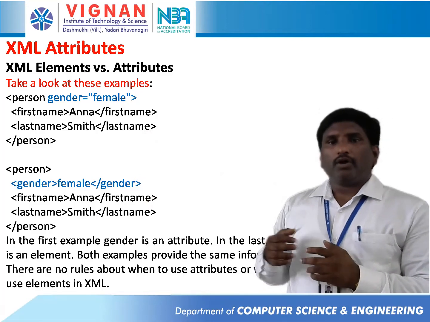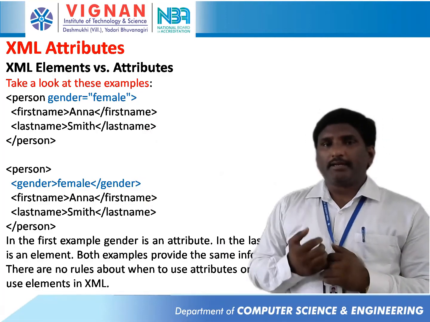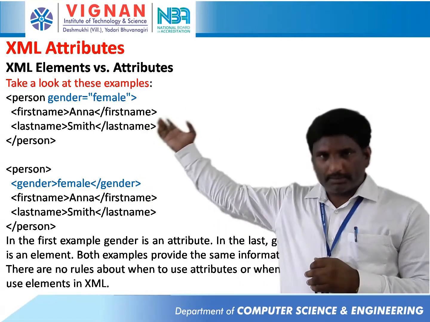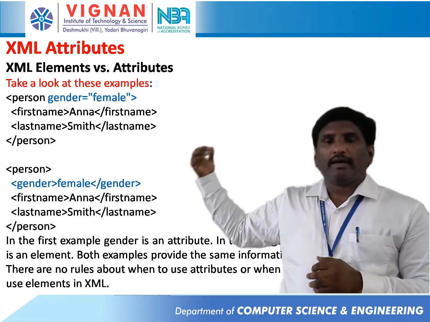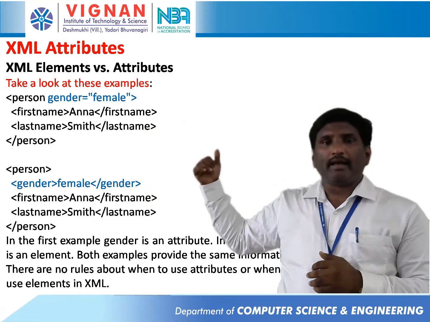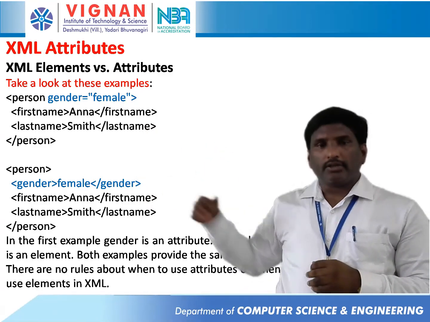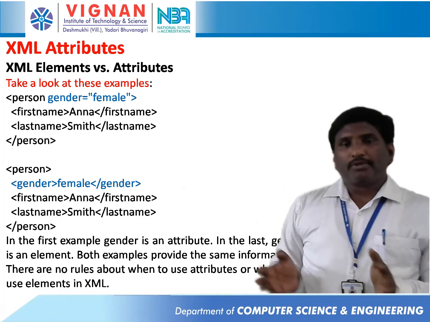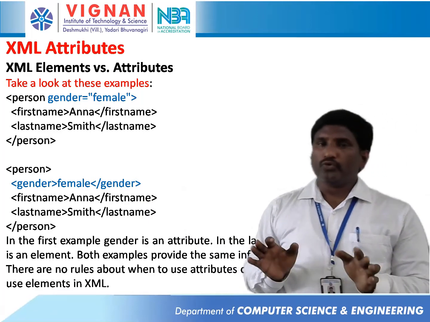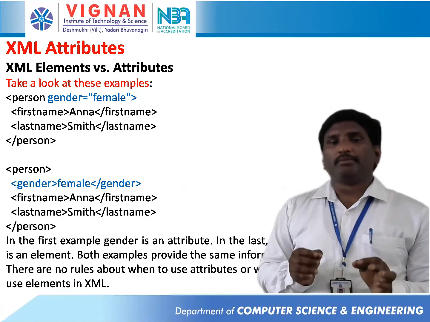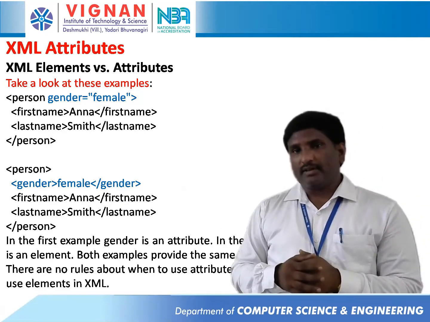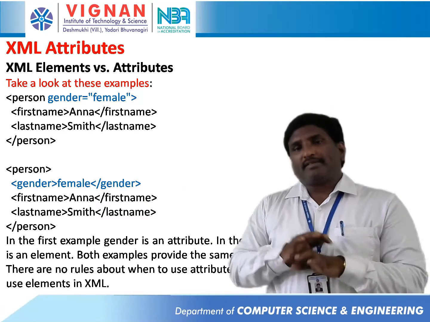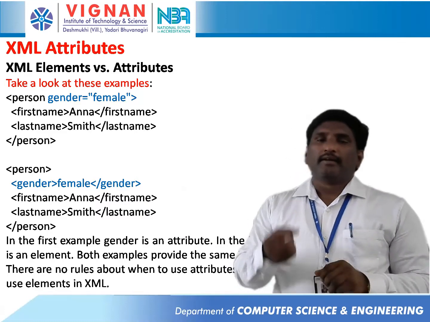If you want to describe something specifically as an attribute of the element, you should go for an attribute. If you want it as a sub-element, you can go for it like this. Both examples provide the same information. There are no rules about when to use attributes or elements in XML. It depends on the requirements, and we can write accordingly.